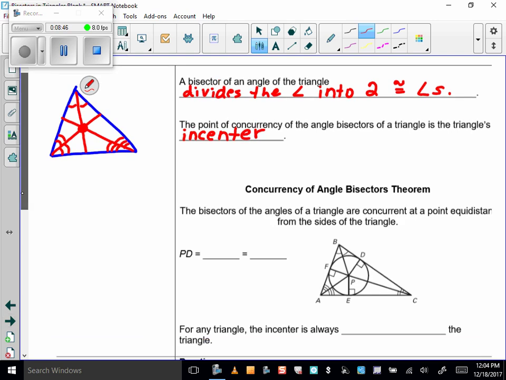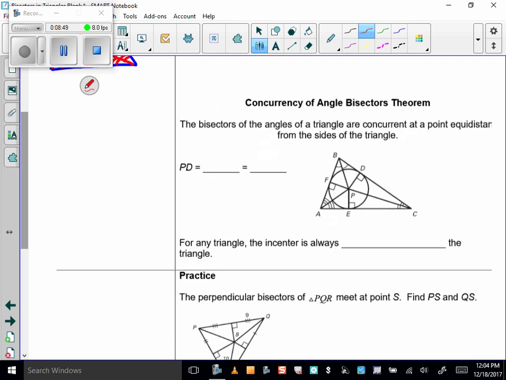Okay? Now there's a theorem about the incenter. The bisectors of the angles of a triangle are concurrent at a point, and that point is called the incenter. Let me tell you something, guys. Every chance I get, I'm going to write this down because it just helps me remember the language better. That incenter is equidistant from the sides of the triangle. And of course, remember, it's got to be a perpendicular distance. So PD is going to be equal to PE is going to be equal to PF, because that theorem tells us so.